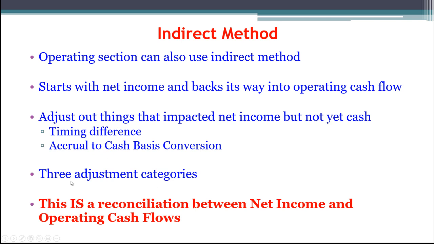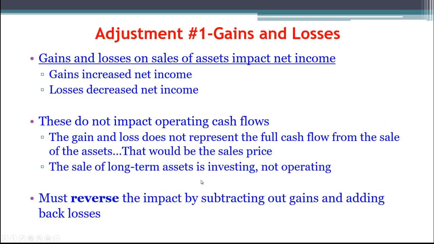And we're going to see three adjustment categories here. The first one, we have gains and losses, usually on sales of investments. Now, the thing about this, we just said earlier that the sale of an investment is actually an investing cash flow. So we don't want it in the operating cash flow. It just doesn't belong there. It's an investing cash flow. That's one reason. But the second reason is that the gain and loss is not the full cash flow. The sale price is the full cash flow.